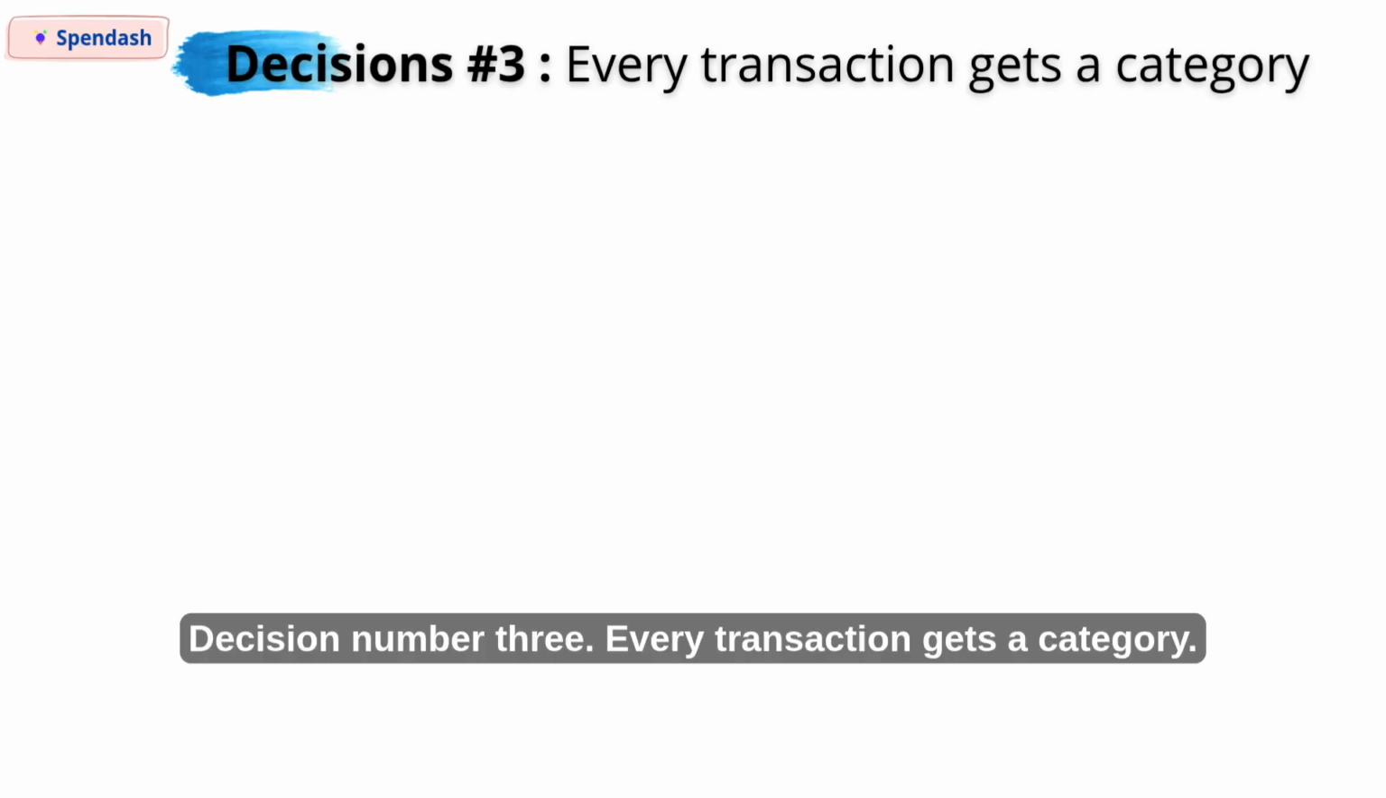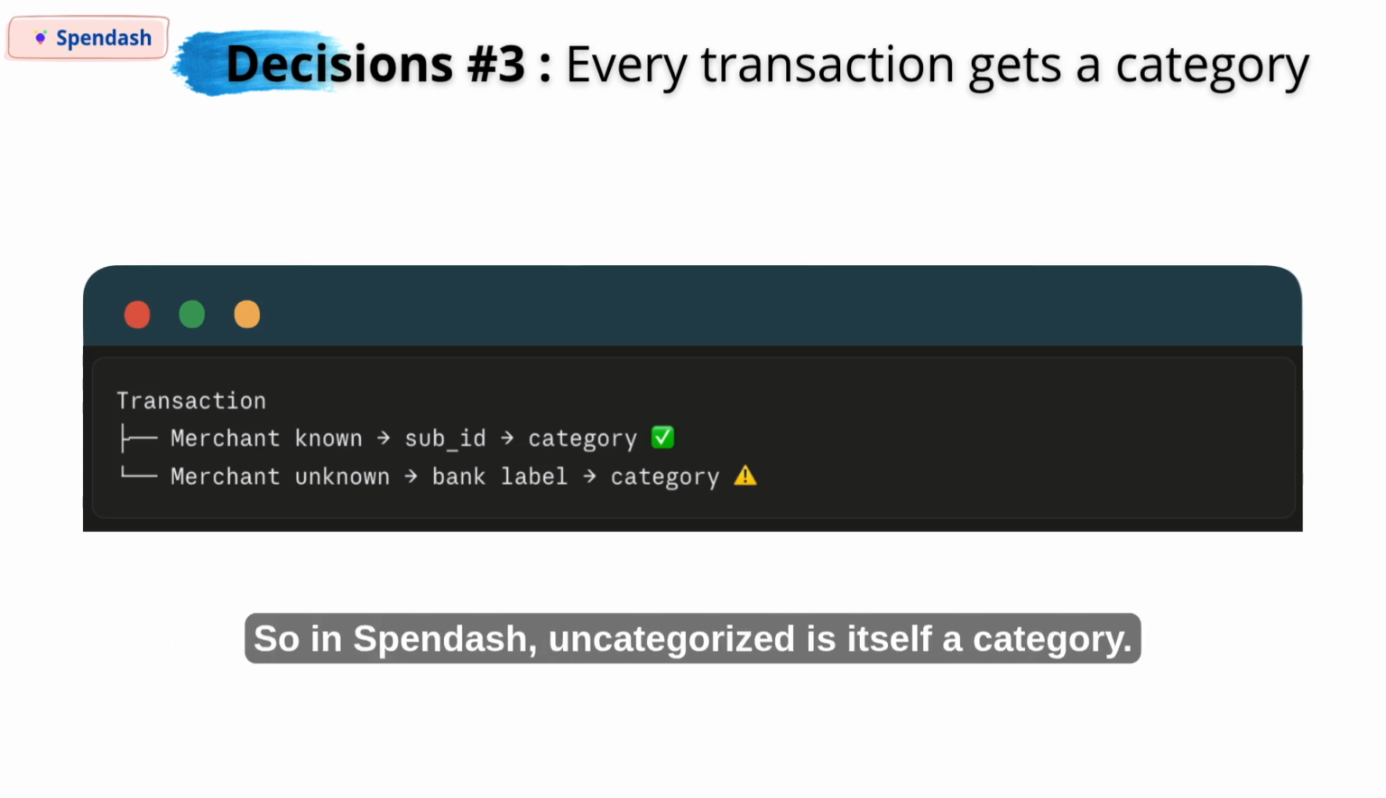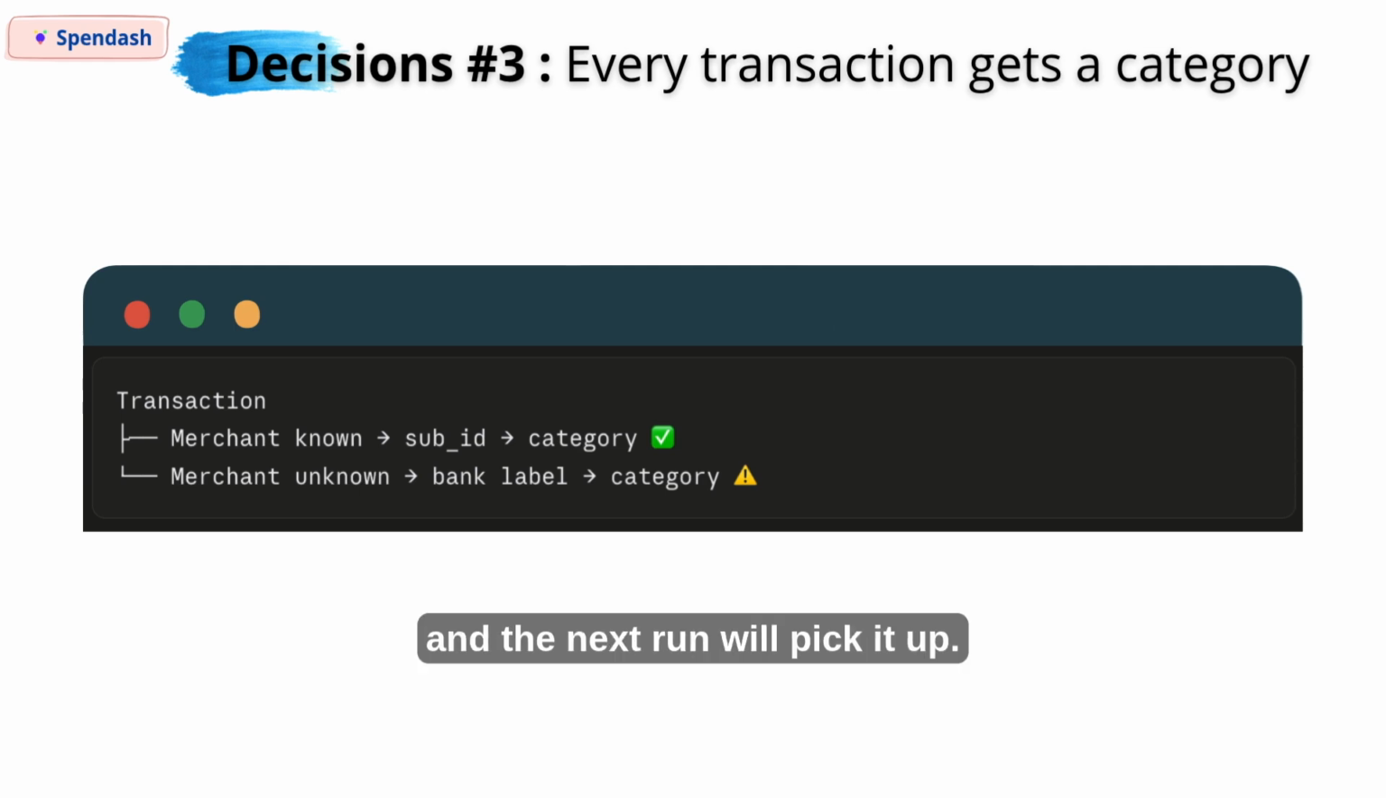Decision number 3. Every transaction gets a category. An uncategorized transaction is a blind spot in my budget. So in Spendash, uncategorized is itself a category. The bank always gives me a subcategory. If Spendash recognizes it, I map it to one of mine. If not, the transaction is tagged uncategorized. Every uncategorized tag is a to-do for me. Add that subcategory to the Spendash mapping, and the next run will pick it up.